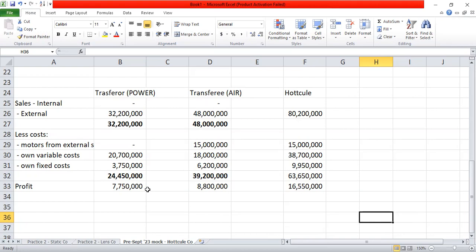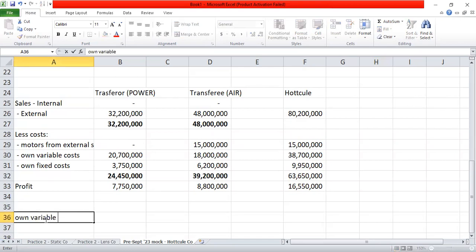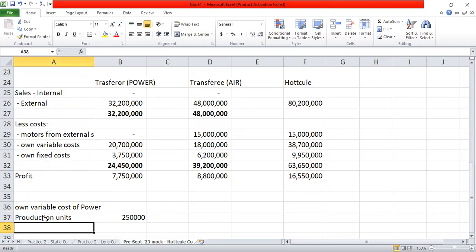Now, was it Tahiru who said Power has produced everything, so their own variable cost will be on everything? Was it Tahiru? Or somebody else? If that is the case, okay, I've seen the chat box that he says, yes, you're the one. That's fine. If that's the case, then I'm going to say the own variable cost of Power will be like this. Production units, the assumption is that they are producing all 250,000, but that means that they would have some 20,000 not sold.